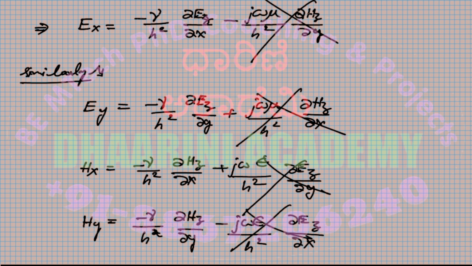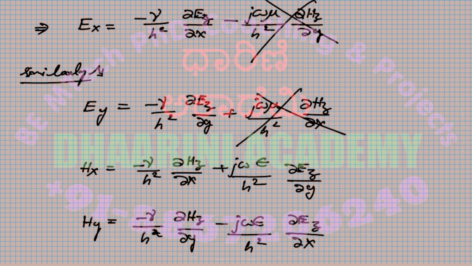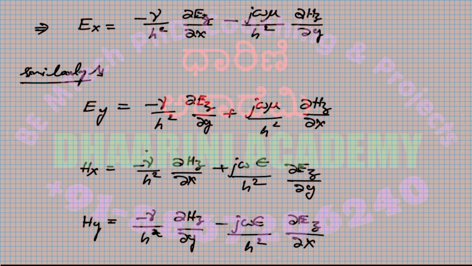Oh, sorry, not in this. The last one should be the previous one. So Hz will not be there. Only Ez you substitute. Yes, perfect. So you will be having this term, this term, this term, and this term. We have to substitute if we require the values of Ex, Ey, Hx, Hy inside the TM mode. Whenever we say TM mode, it is the mode in which the wave is propagating inside the waveguide.